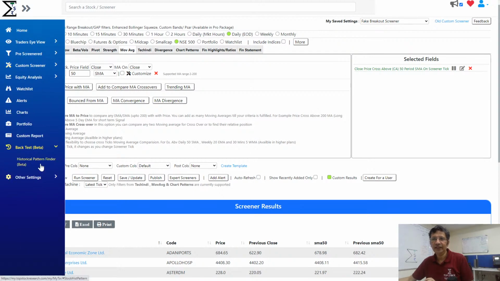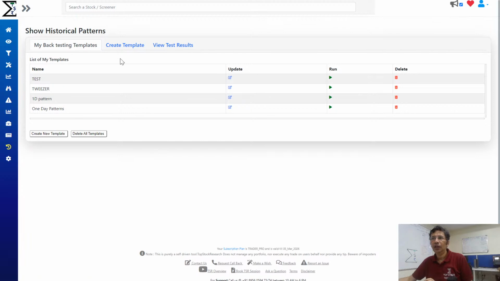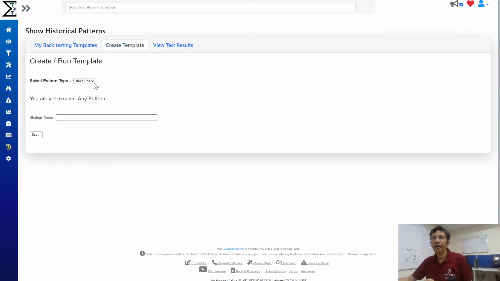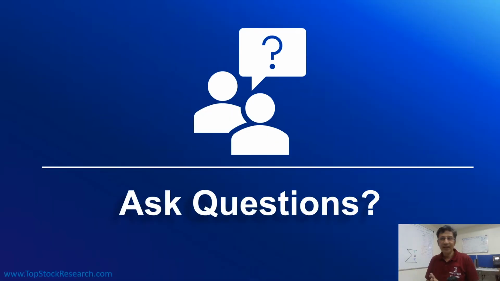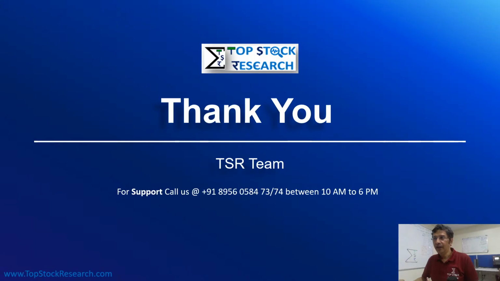Another thing we'll be doing is currently the historical pattern finder. If you were to create a template, you have options of candlestick, Heikin-Ashi, narrow range, wide range. You'll be seeing the backtesting or the historical patterns on moving averages also very soon. Okay. So these are certain enhancements which are coming. Now I guess, guys, we have answered most of the questions also out here, right?